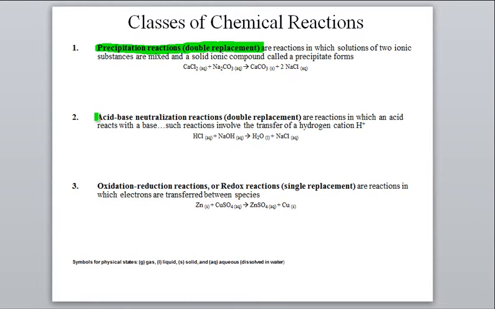The second type is acid-base neutralization reactions, which are also under the umbrella of double replacement. The last type is called oxidation reduction reactions, also called redox reactions, and for some odd reason, single replacement. But we'll try to grasp why they get that name. All of these reactions we've done in the laboratory before. Some of them you did in the first laboratory.